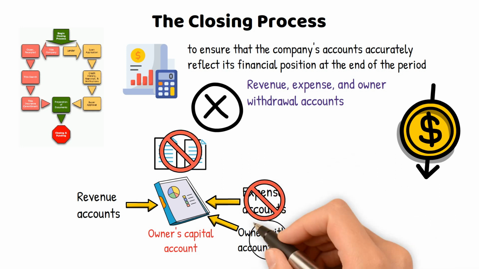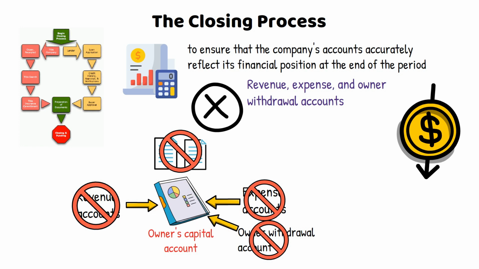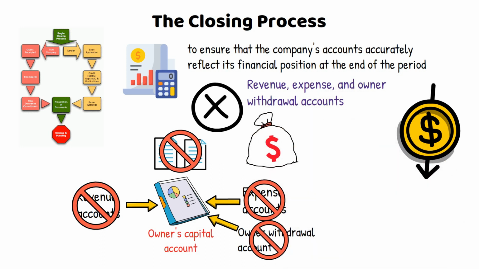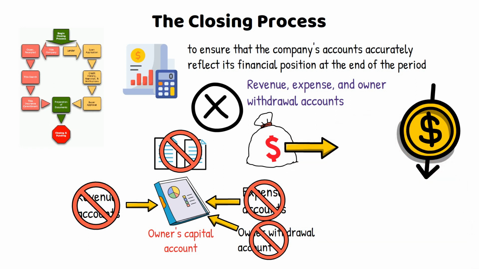Once the temporary accounts have been closed, the owner's capital account will reflect the net income or net loss for the period and any owner withdrawals made. The balance in the owner's capital account will then be carried forward to the next accounting period, which will be used as the starting point for the next period's financial statements.